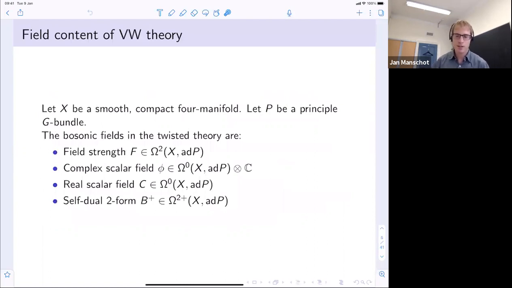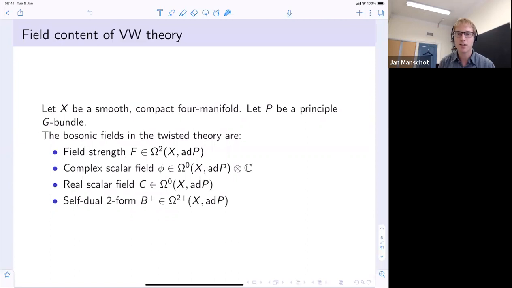So one can formulate it on any arbitrary compact smooth four-manifold, not necessarily algebraic. So one can consider a principal bundle P, a principal G bundle for gauge group G, and then we have the usual gauge field strength F. And besides this field strength, there are a few other fields in the theory. Let me just comment on the bosonic ones. There is a complex scalar phi in the adjoint representation. Then there is a real scalar field C, and in addition, there's a self-dual two-form B+.